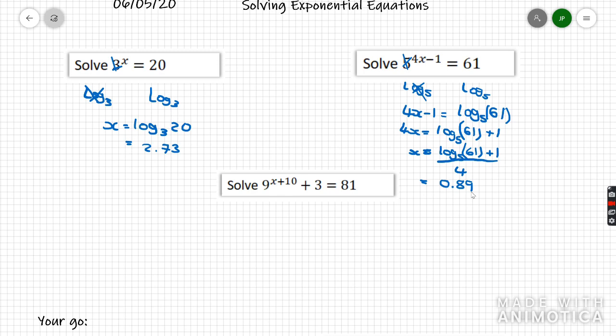Just make sure you can find your basic log buttons on your calculators, okay? It is one of the main ones on your calculator. Just make sure you put your base in properly first.